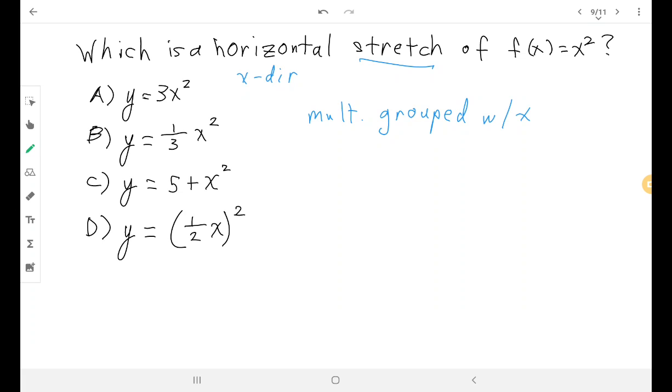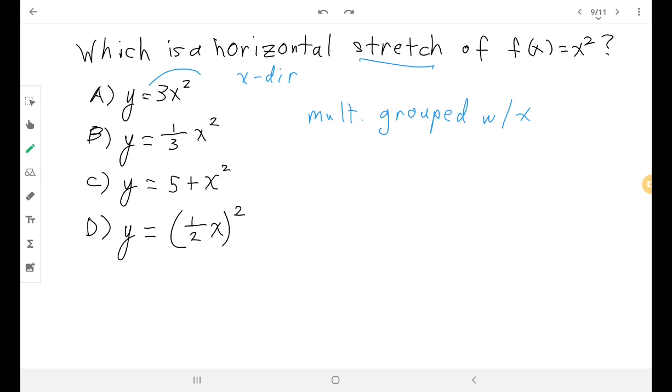And since we're looking for a stretch, that means we're actually looking for a number between 0 and 1, because when you're doing things in the X direction, when you're grouped with X, things happen the opposite of what you would expect them to happen. So small multiplications will give me stretches. Large multiplications will give me shrinks in the X direction.